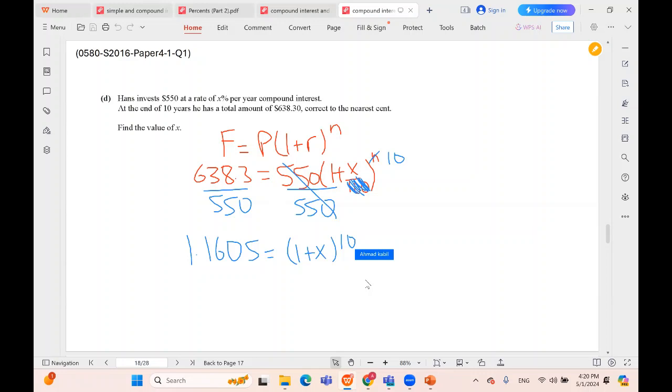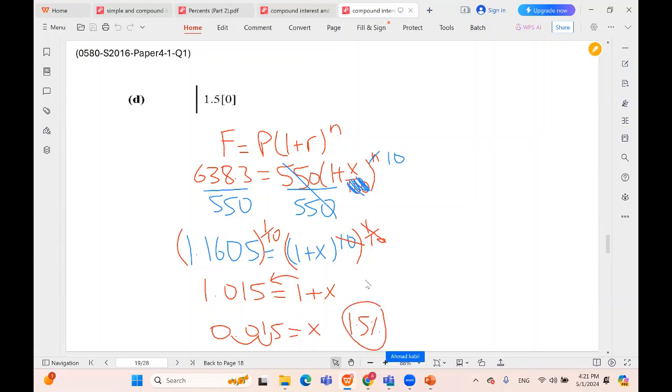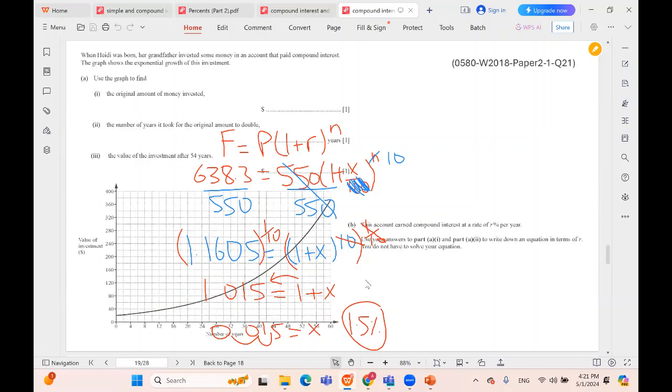Now we raise both sides to the power of 1 over 10. These will cancel out. 1.1605 to the power of 1 over 10 gives us 1.015000, so we can just ignore that. And this is 1 plus X. You take the 1 to the other side. You get 0.015 equals X. Move it 2 decimals to the right. You get 1.5%. This is the correct answer as well.